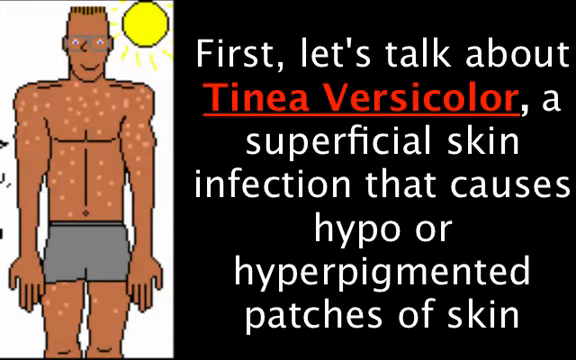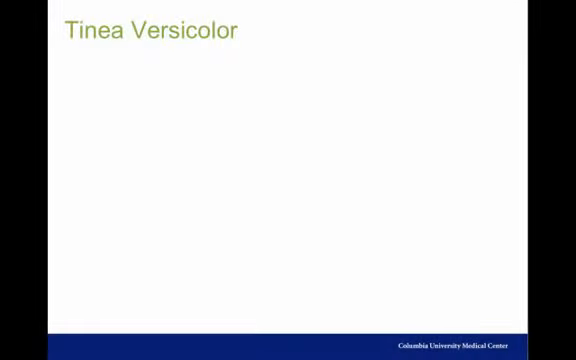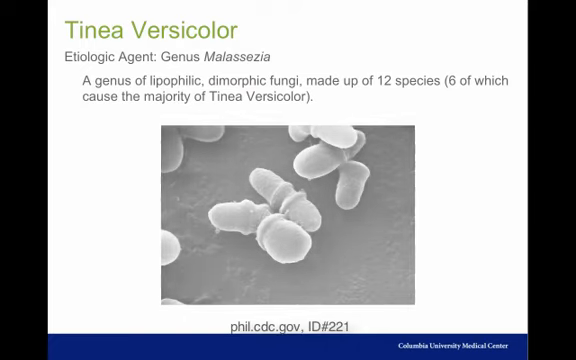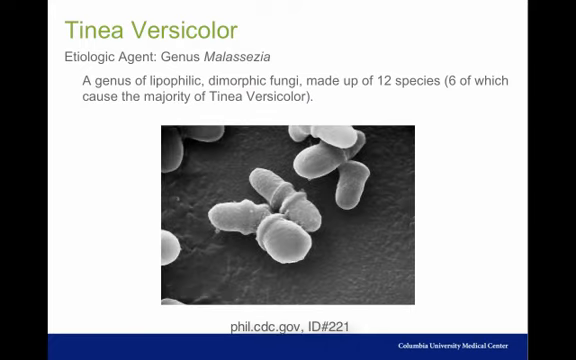First, let's discuss tinea versicolor, a condition with hypo or hyperpigmented patches of skin. The etiologic agent of tinea versicolor is the genus Malassezia. Currently, 12 species of lipophilic dimorphic fungi are known in the genus Malassezia.